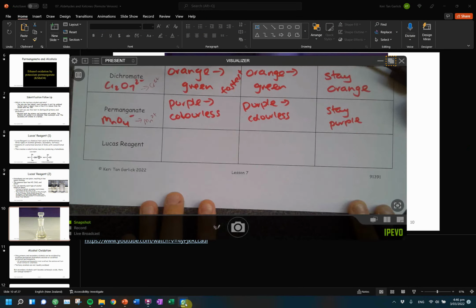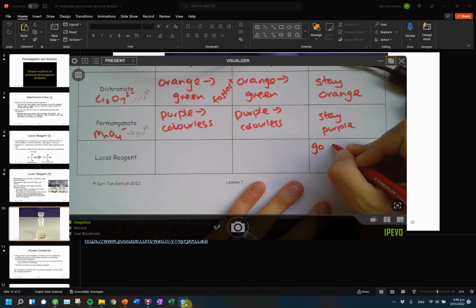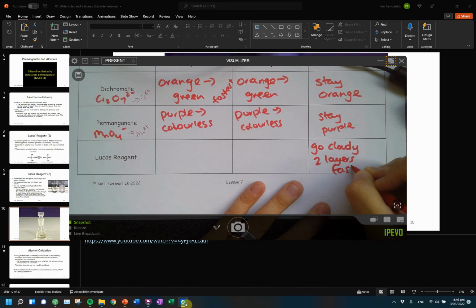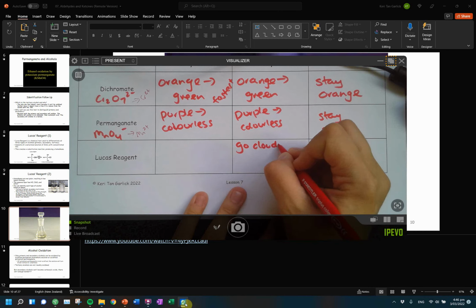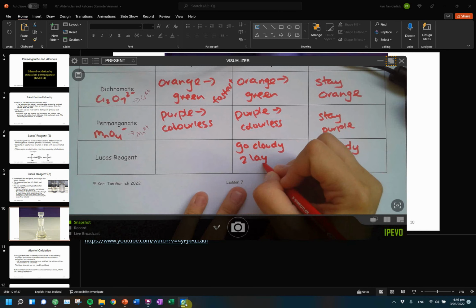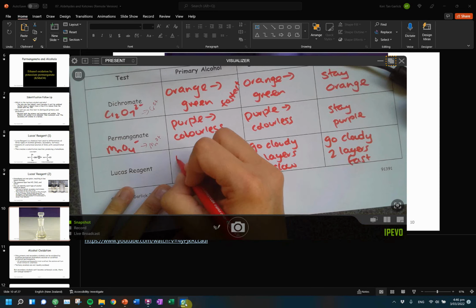So in this case, the tertiary will go cloudy. Helps if I can spell cloudy. And there's two layers. And this will be fast. This will also go cloudy. There'll be two layers as well, but this will be slow, and this will have no reaction.